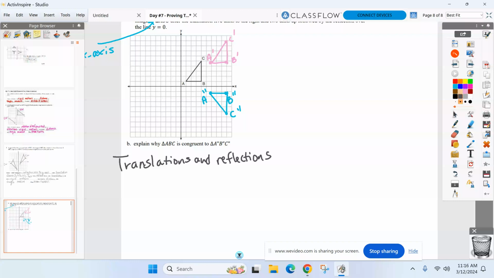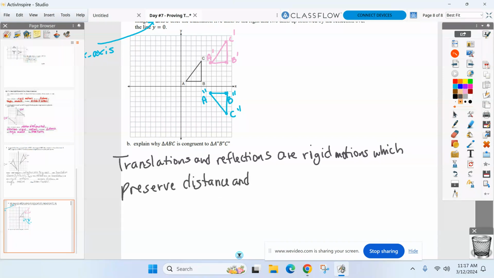Just dropping the blanks, guys. Are rigid motions, which preserve distance and angle measure.